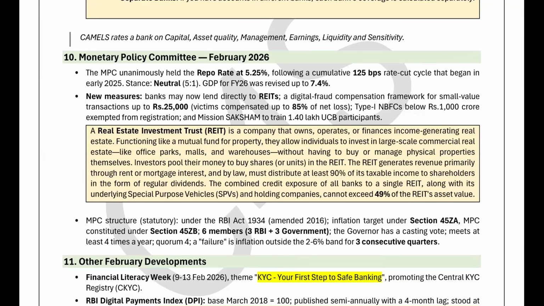So look, the new measures, what has been announced: banks may now lend directly to REITs, and a digital fraud compensation framework for small transactions up to rupees 25,000, with victims compensated up to 85% of the net loss.